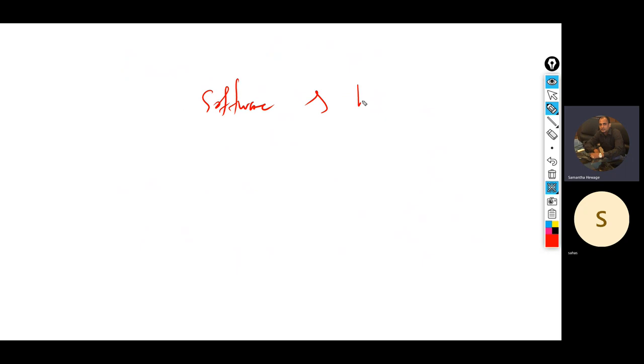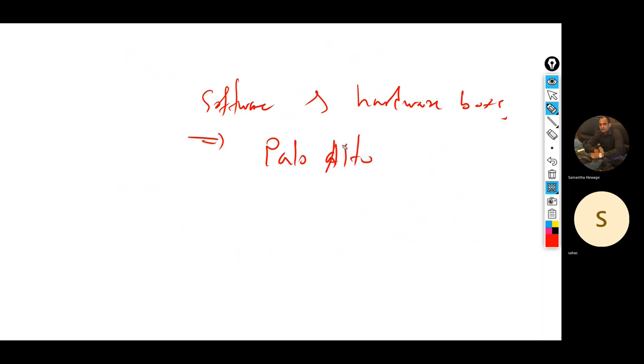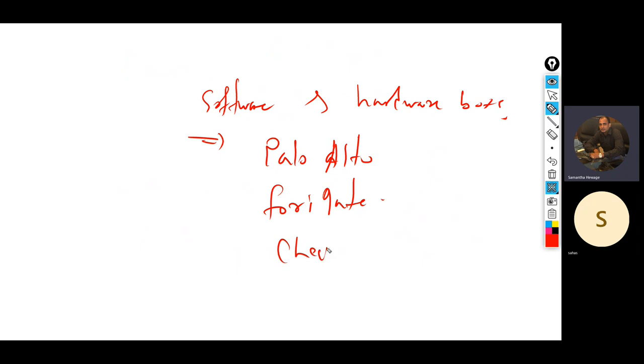Firewall comes as software as well as hardware boxes. For example, nowadays for firewalls we have Palo Alto, FortiGate, Checkpoint, CyberArm.